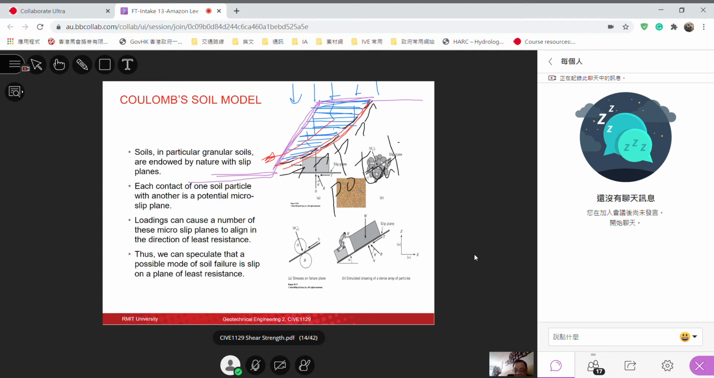This is just an example. To a point, if the rainwater is heavy enough and the soil is heavy enough, so that the driving shear stress is higher than the shear resistance developed along this potential slip plane, then this part of the soil mass would slide down and collapse. Then we have slope failure, a landslide.